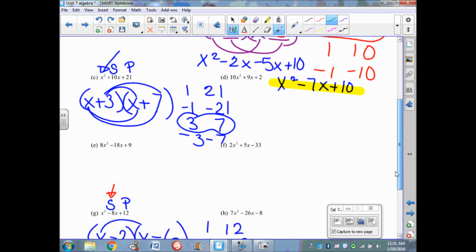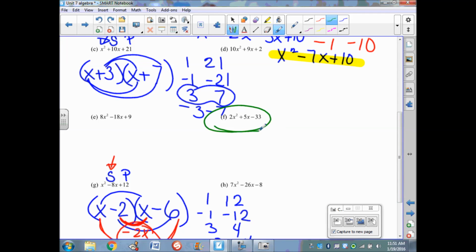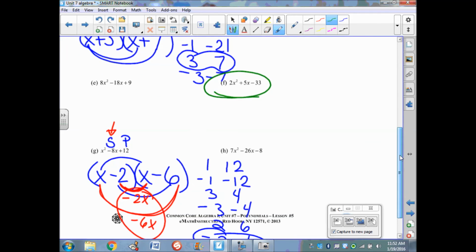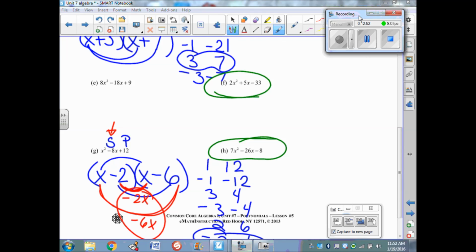I want you to try letter F on your own. And then if you're really feeling brave, which I know you are, letter H on your own and come into class with those two done. Now, we've got a lot of practice to do with these. Lots and lots of practice. So if you're overwhelmed, don't be. We're going to spend a lot of time with it, and it will become very natural to you, and you'll be fine. All right, nice job.